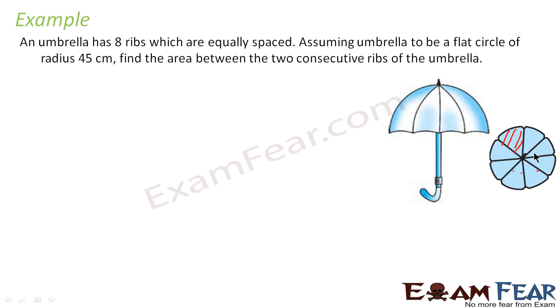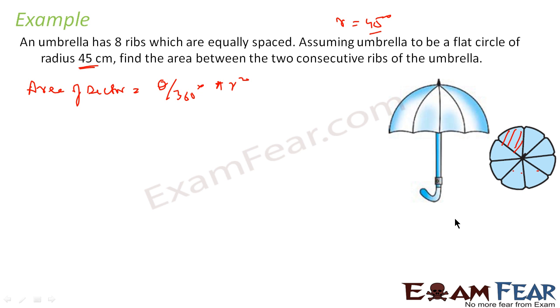If you see properly, this is a sector. Correct? This is a sector. So we'll just use the area of sector. We'll use the formula of area of sector. That is nothing but theta by 360 into pi r square. R is something which is known to us, 45. R is equal to 45. Theta is something which we don't know. Correct? So we have to find the value of theta.